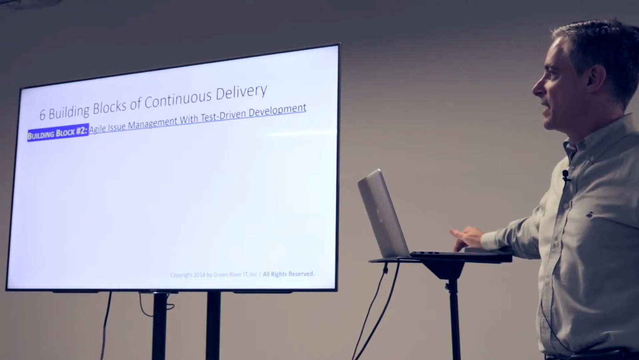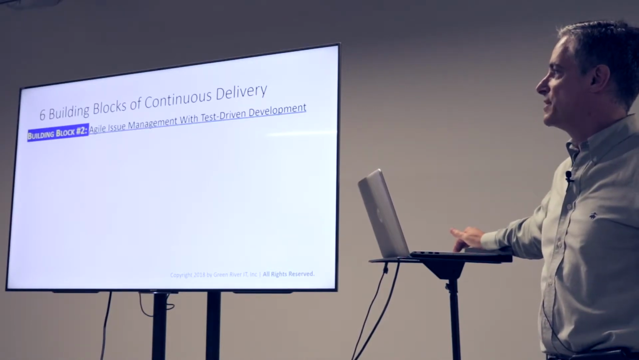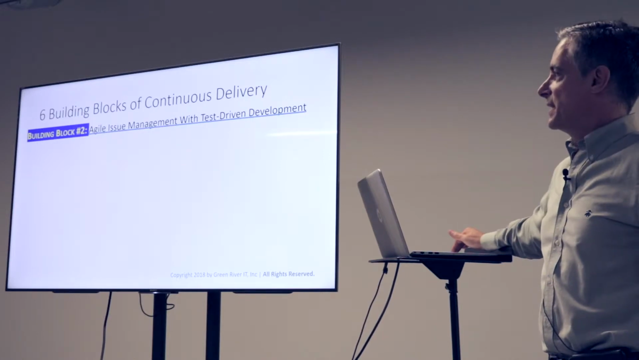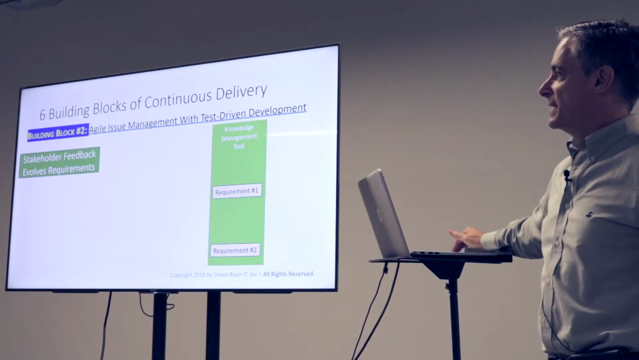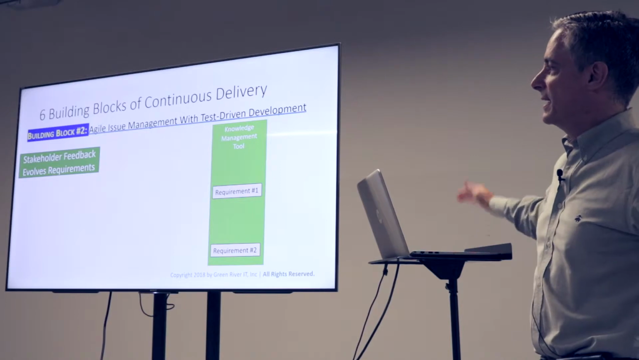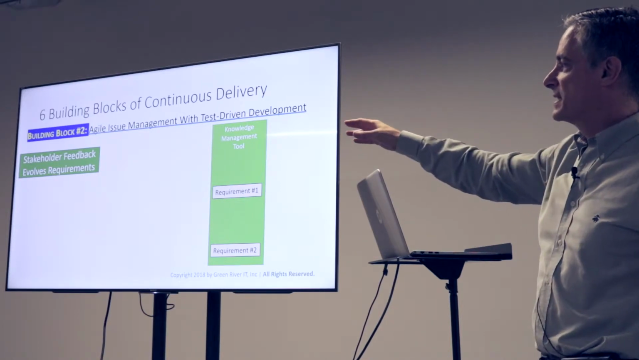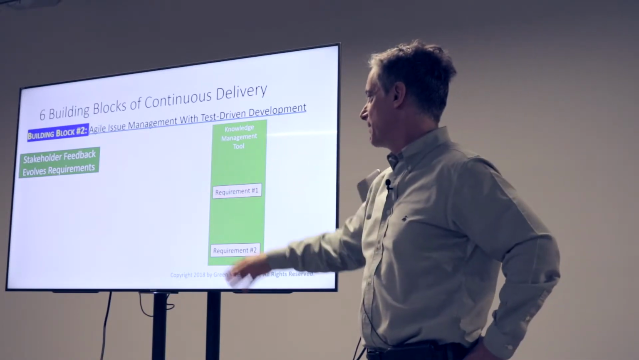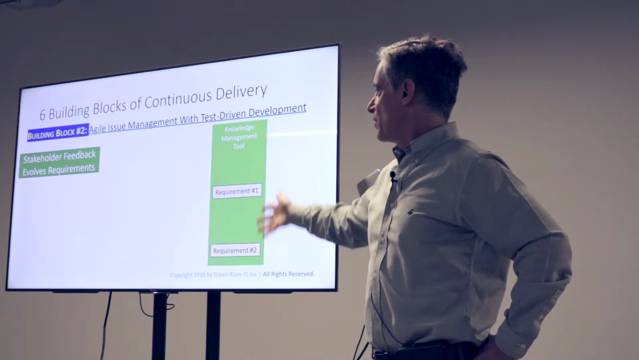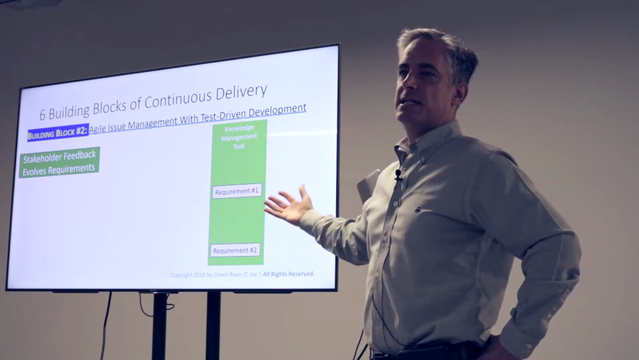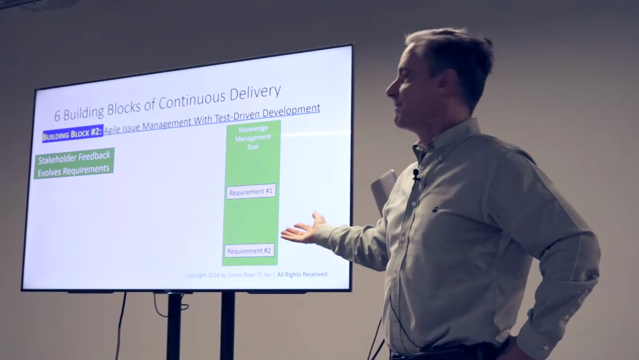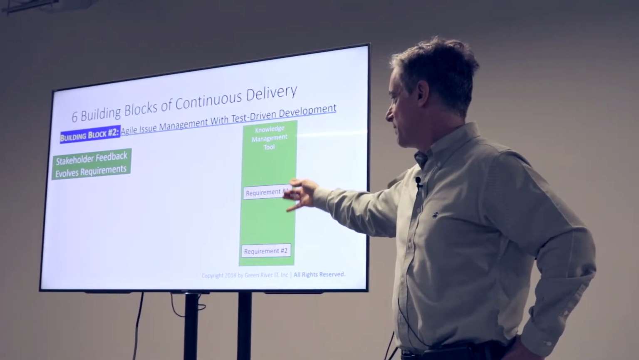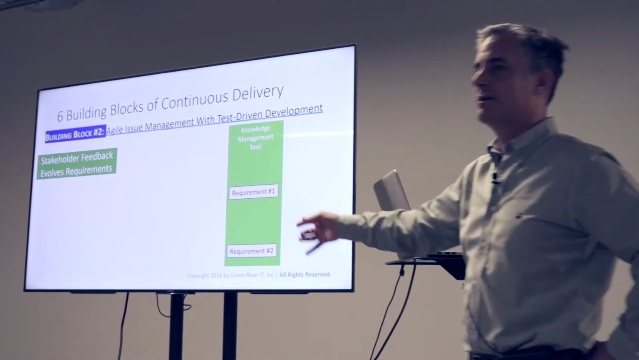So the next building block is our way of managing our issues. Everything needs to be built with automated tests, but it's based on feedback. So the stakeholders are giving us feedback all the time. We use our knowledge management tool, like Confluence, which has a feature called requirements pages that enables us to create a separate page for each requirement, which we then break down into issues.